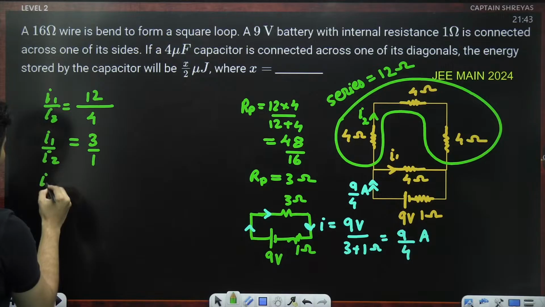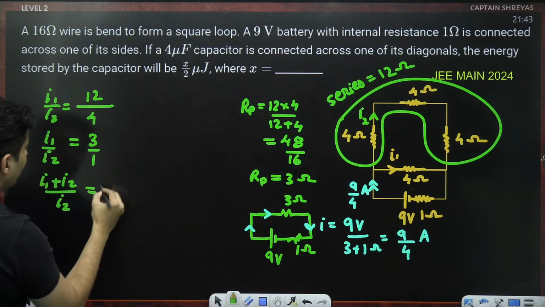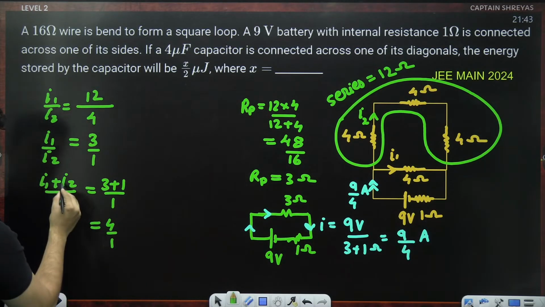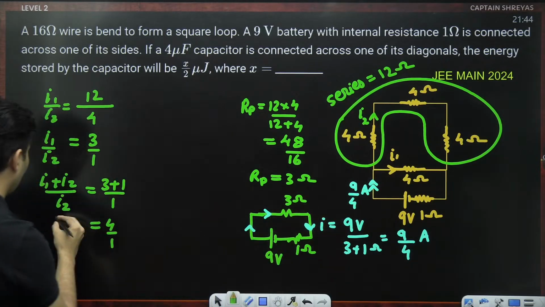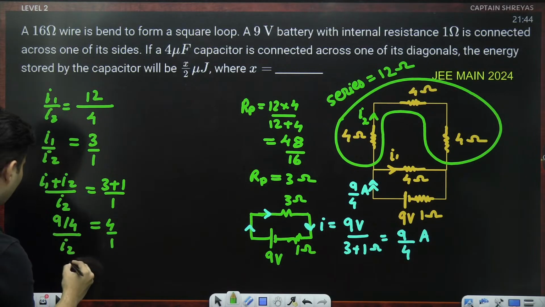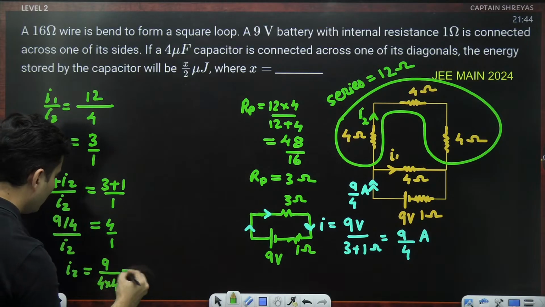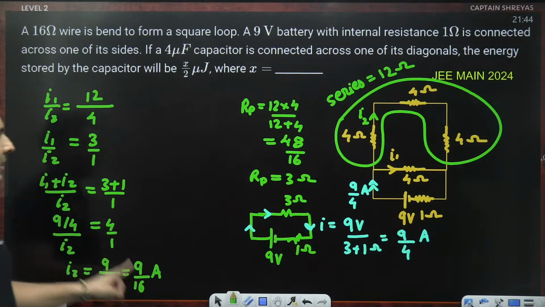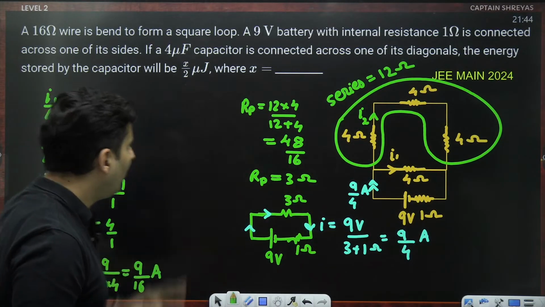But if I use componendo, I1 plus I2 divided by I2 will be 3 plus 1 divided by 1, which is 4 by 1. I1 plus I2, by Kirchhoff's current law, will be 9 by 4. So this is basically 9 by 4 divided by I2. Therefore, I2 will be 9 by 4 into 4, which is 9 by 16 amperes. So I found the current in this particular branch. Okay. Now what do I do next?